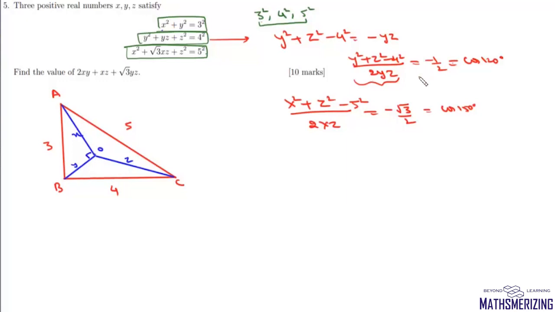Now between y and z, angle is 120 degrees. And between x and z, angle is 150 degrees. Now if we write the area of this triangle ABC, the area is half base into altitude. So it will be simply half 3 into 4. And we can also write this area as the area of these 3 individual triangles.